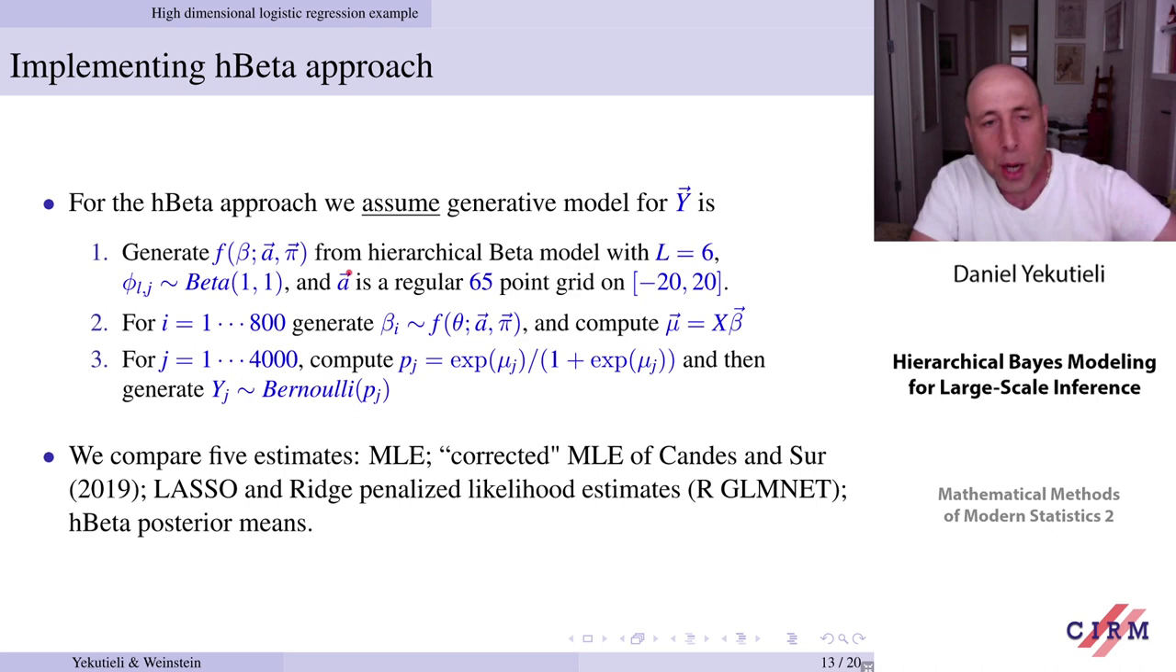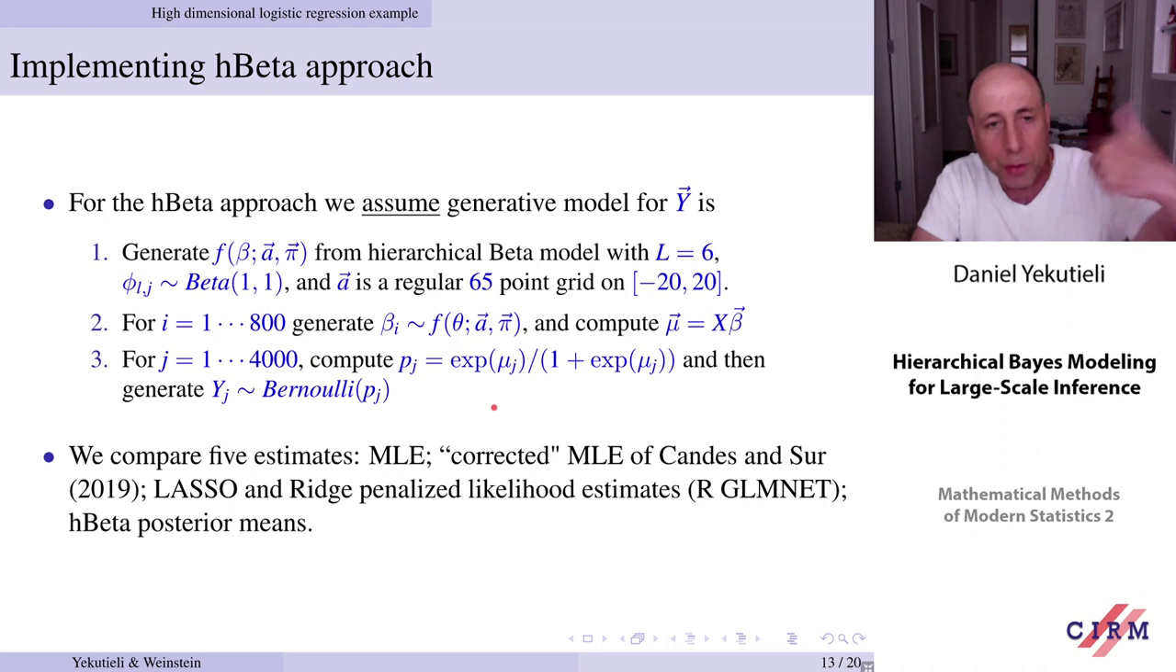This is what we assume is the generative random distribution for our distribution. Then for each beta, going from 1 to 800, we assume that these betas are IID. Once we have our beta vector, we compute mu, and then given mu, we compute this vector of 4,000 p's, and then generate our y's. This is what we assume. And what we do is simple. We take all this model, plug in the actual observed values of y, and run our Gibbs sampler.